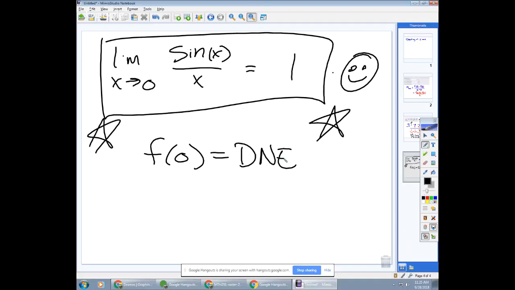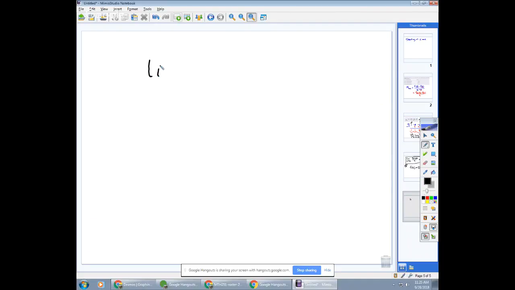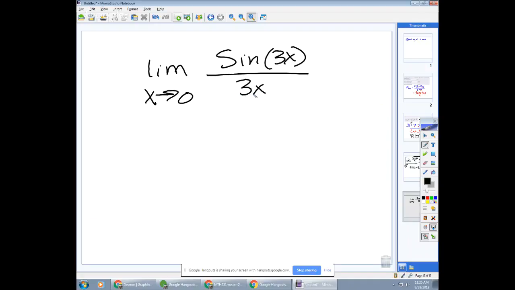All right, so check this out. We're going to do a slightly different version of that. What happens if instead we take the limit as x approaches 0 of the sine of 3x divided by 3x? So graph it, see what you see, and then I'll show you a cute little bit of algebra with limits. That's kind of fun.